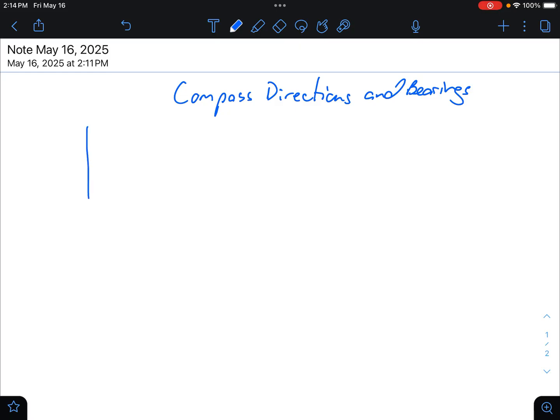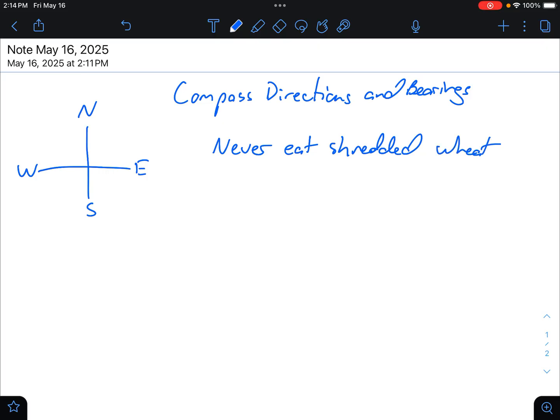So your standard compass looks like this. We have north, east, south, and west. The way to easily remember this is: never eat shredded wheat. That's going to give you the order in a clockwise fashion. N-E-S-W. Being able to label a compass is crucial for these types of questions, because if you get that wrong, then everything else is going to be wrong, okay?